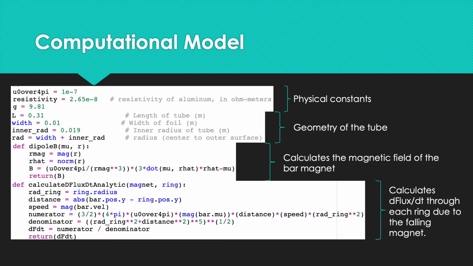First, I ensured to create variables for the necessary physical constants. Next, I created variables for the geometry of the aluminum foil tube. After that, I created a function called dipole-B, which takes in the arguments mu and r and returns the magnetic field of the bar magnet. I also created a function called calculateDfluxDT analytic, which has parameters magnet and ring and returns dfluxDT through each ring due to the falling magnet.